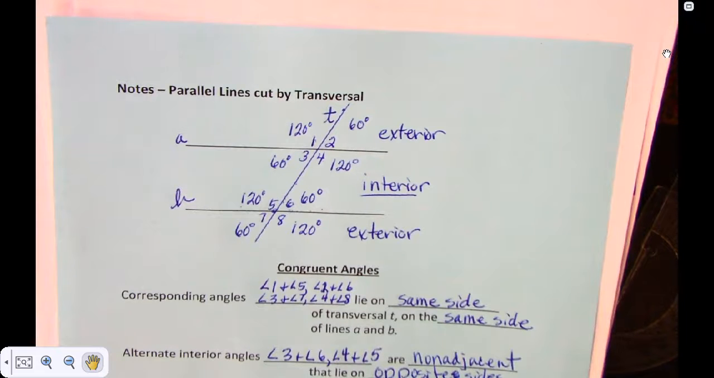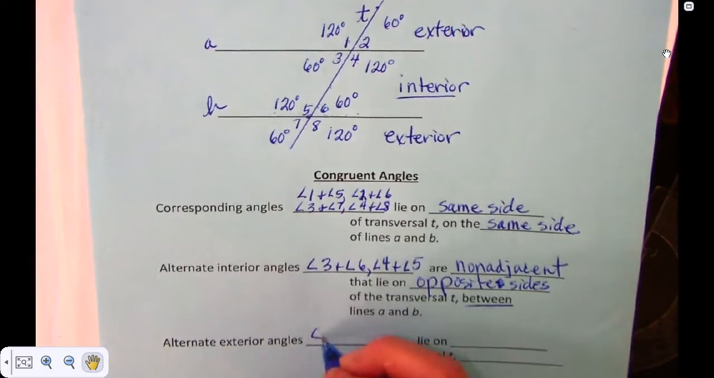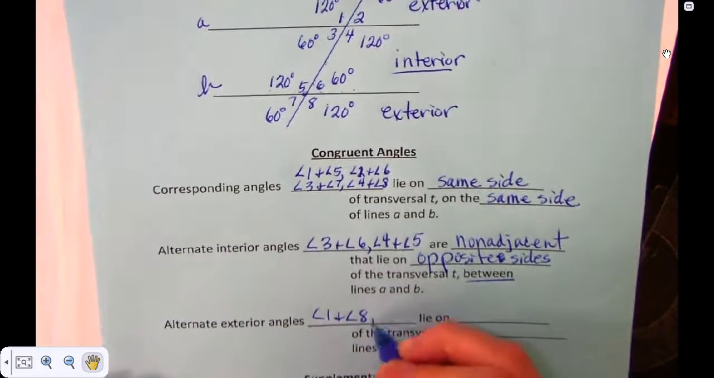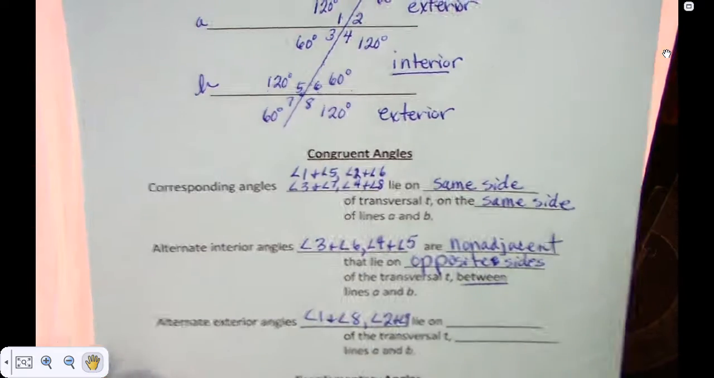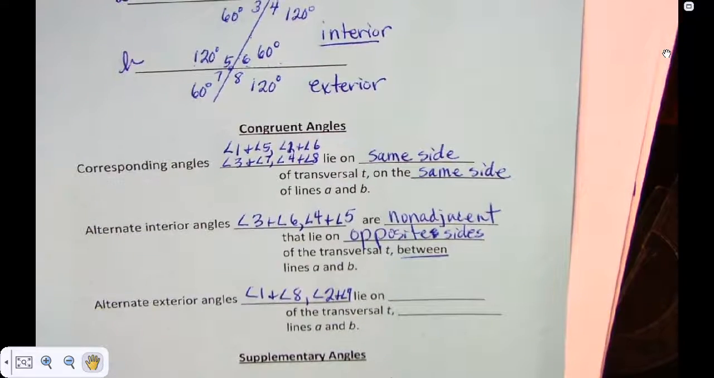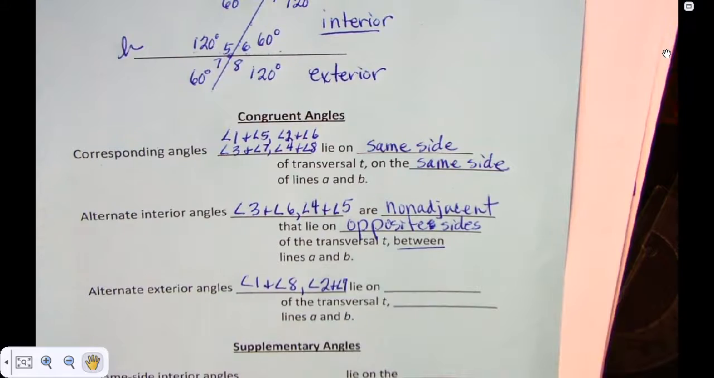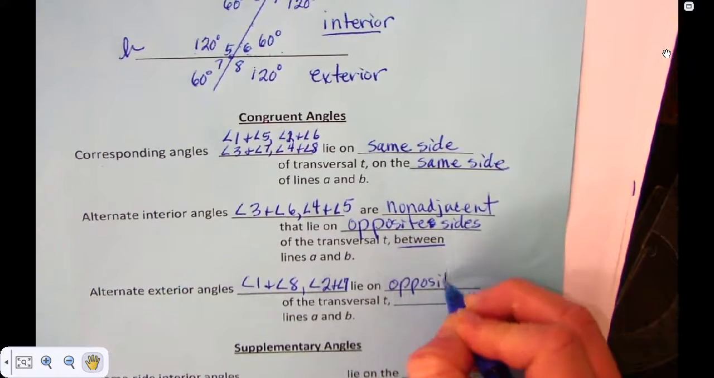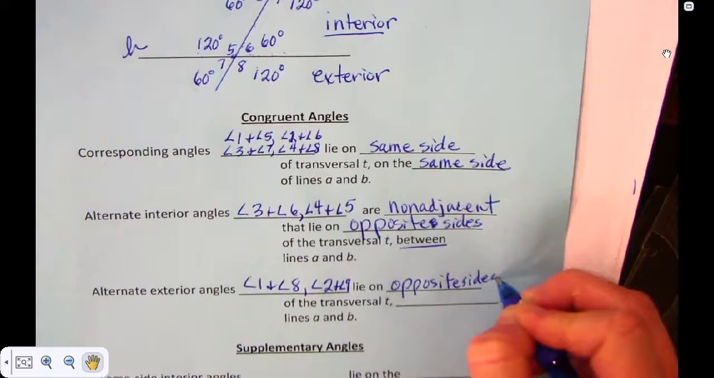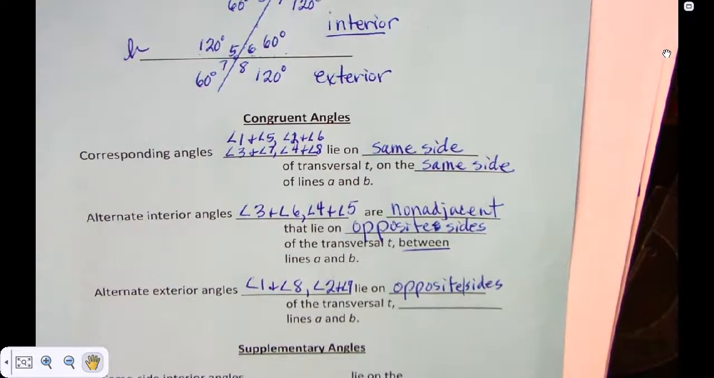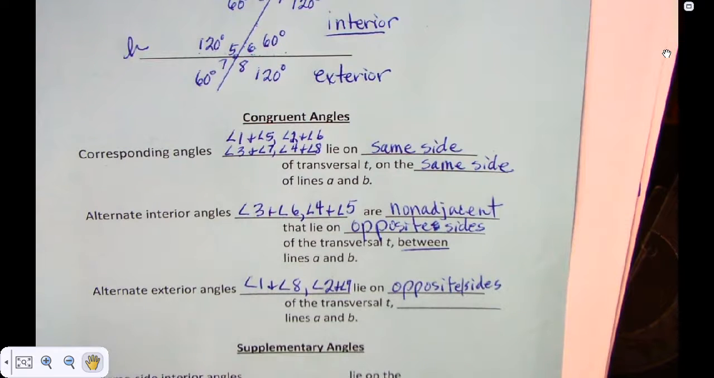So 1, 2, 7, and 8 are all exterior angles. So what would be alternate exterior to 1? 2, 7. So angle 1 and angle 8, angle 2 and angle 7 are alternate exterior angles. They lie on opposite sides of the transversal T, between lines A and B.